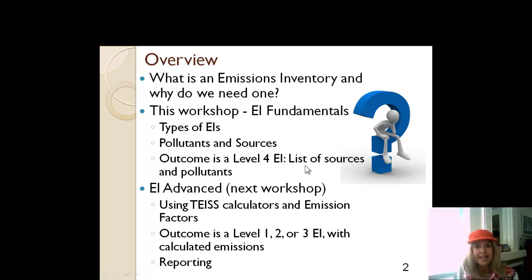on your land. The next workshop, Emissions Inventory Advanced, is when we get into it more in depth, and we use emissions factors to actually calculate emissions based upon activity information that you gather, such as the number of gallons of gas that are pumped from a gas station.